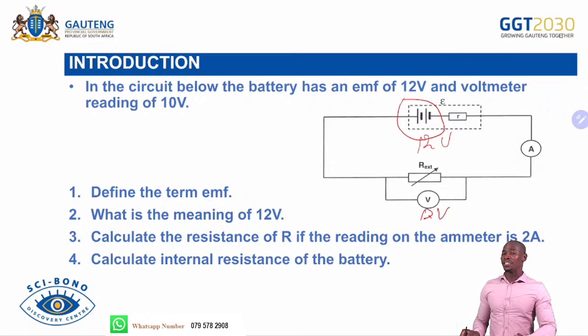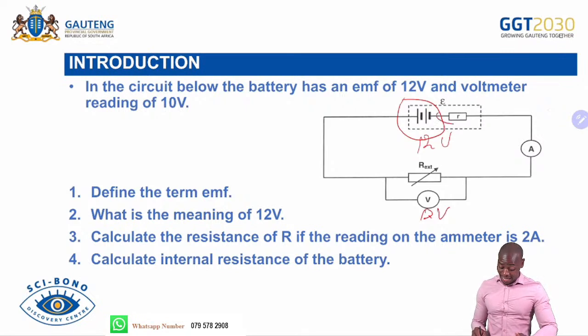This is what we did in grade 10, grade 11, all right? EMF will be equal to the terminal potential difference if internal resistance is ignored. But in this case, the internal resistance is not ignored. It is there. So this is how we represent a circuit where there is internal resistance.